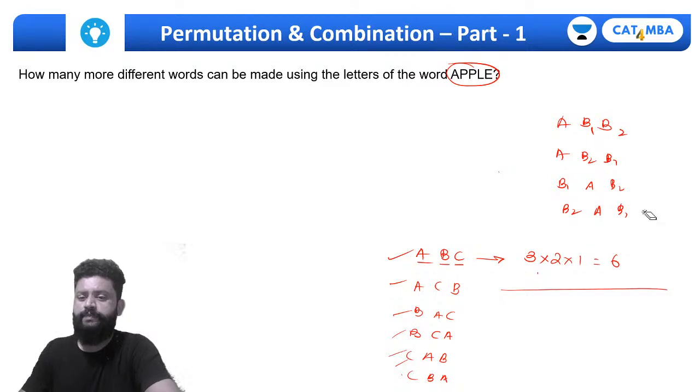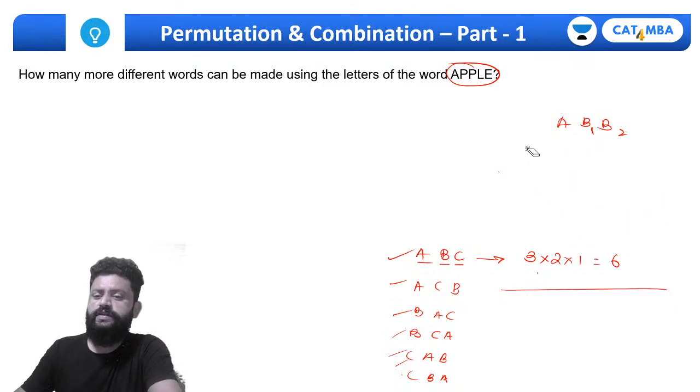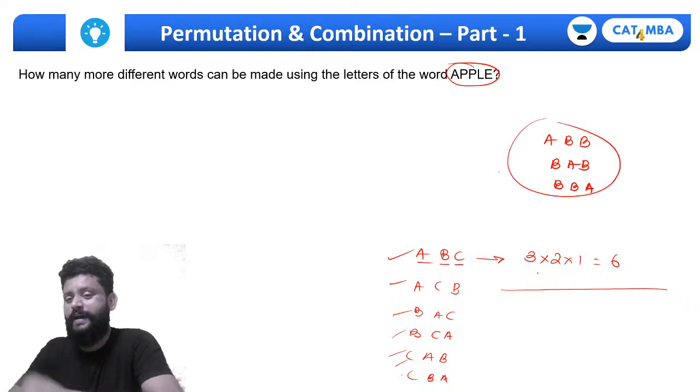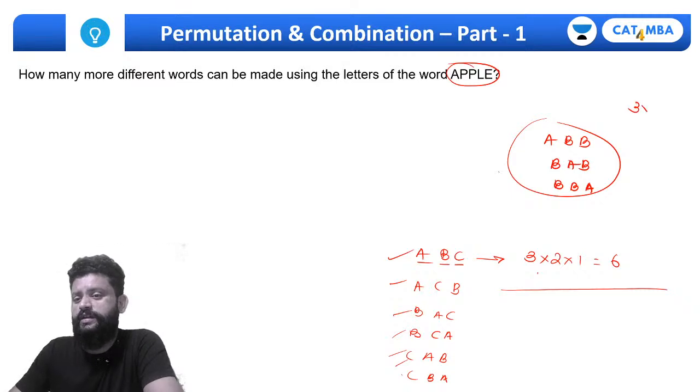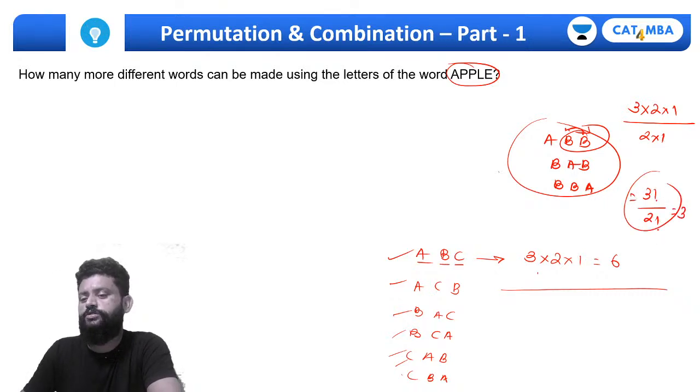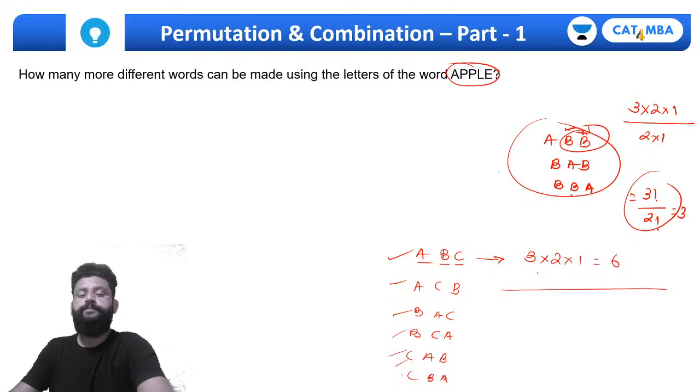So what will happen, we cannot have 6 different things, we can have just 3, because A, B, B, that's the one possibility. The next one is B, A, B, and the last one is B, B, A. And we do have nothing apart from this. So basically what happened here, we have 3 things. So we are supposed to do 3 into 2 into 1, which comes out to be 3 factorial, and divide it by 2 into 1, because we need not arrange these 2 B's, that is 2 factorial. So answer is 3 factorial divided by 2 factorial, which comes out to be 3 ways only, right?